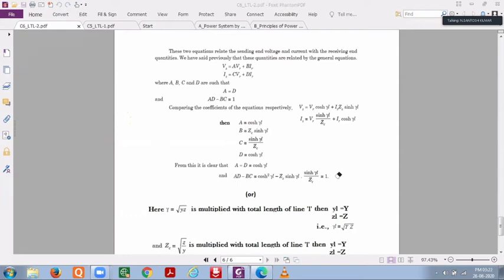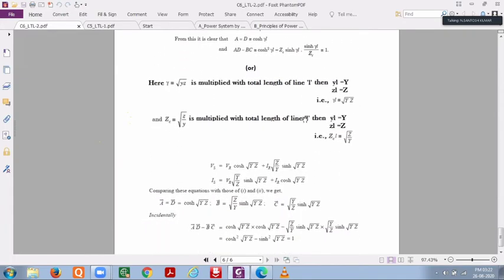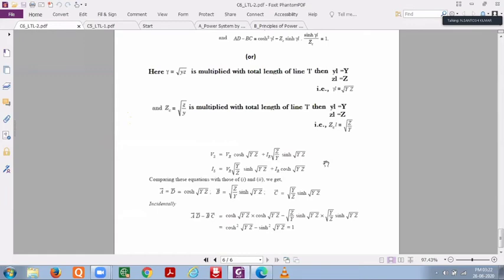Now if we move on further, this is from another textbook. Just for your understanding, I have written this because if you refer to another textbook, it makes the same sense. With this we will wind up in 2 minutes. What they did is, as you know, gamma is small y z under root, and ZC is under root small z by y. If you multiply this with total length, what I'm doing is just multiplying with total length.